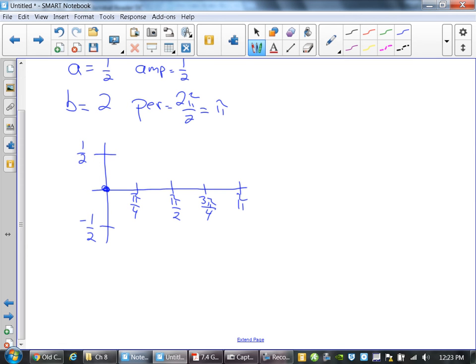Okay? So sine graphs, where does the sine start at? Does it start at 0 or does it start at its amplitude? I'm sorry, not amplitude, its A value. So it starts at 0, goes to A, back to 0, opposite of A, back to 0, and so on. There you go.